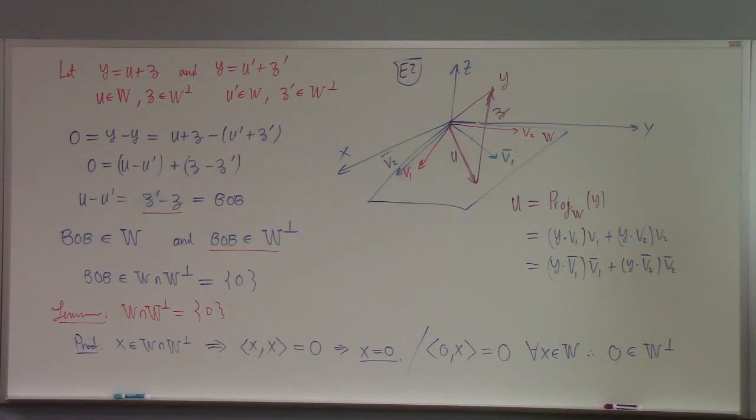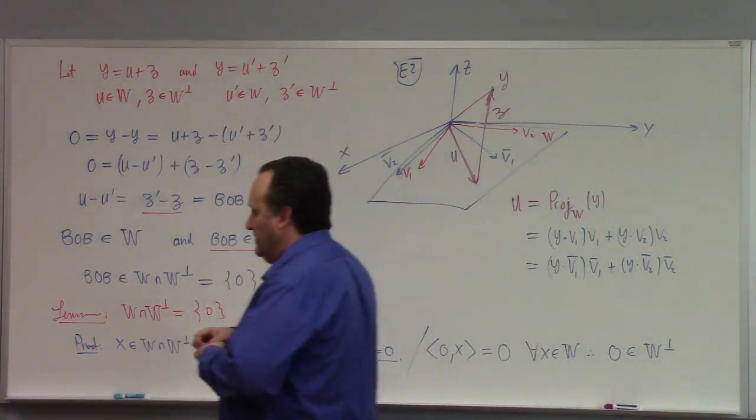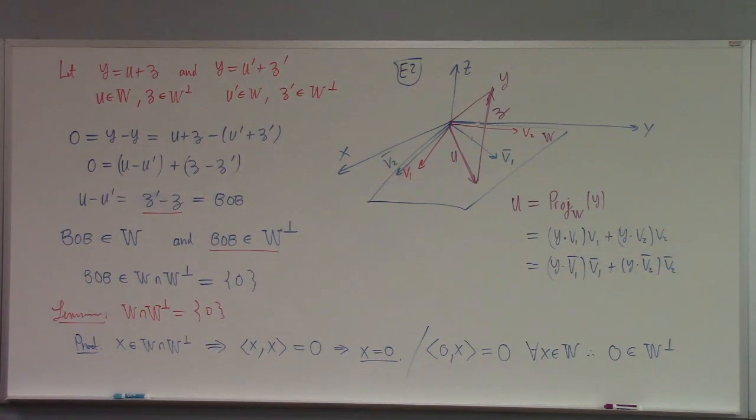All right? And so we have a special name for the u that appears in this theorem. We call it the projection. So by definition, now that the theorem has been stated and proved, we can reasonably define this to be the projection onto W of y.